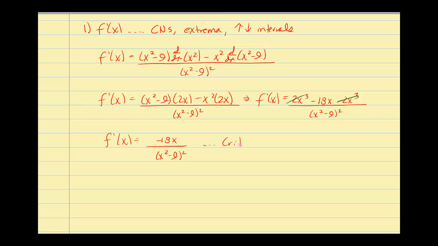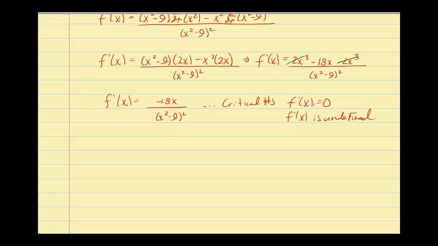Now I want critical numbers. Critical numbers occur in two ways: where f prime of x equals 0 or where f prime of x is undefined. Well, f prime of x equals 0 when x equals 0. If we take this numerator, negative 18x, and set it equal to 0, when I solve for x, I get x equals 0. So this is a critical number. Well, this function will be undefined when x is equal to plus or minus 3.